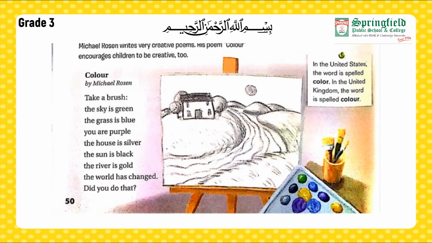The sky is green. The grass is blue. You are purple. The house is silver. The sun is black. The river is gold. The world has changed. Did you do that?